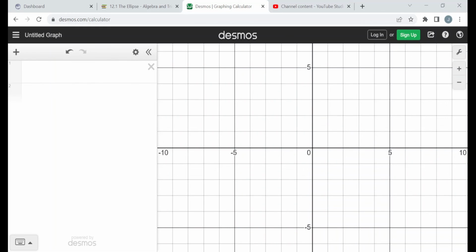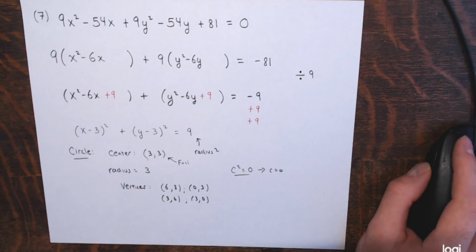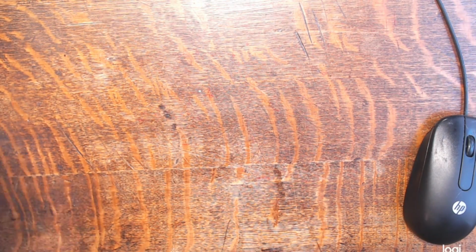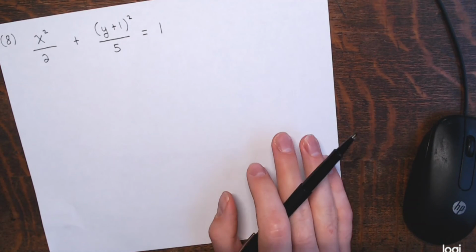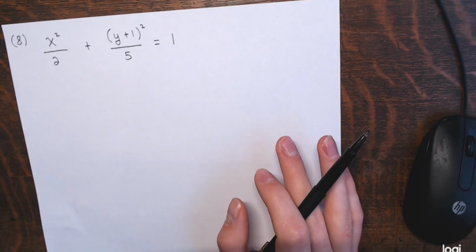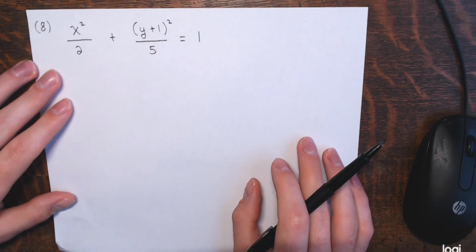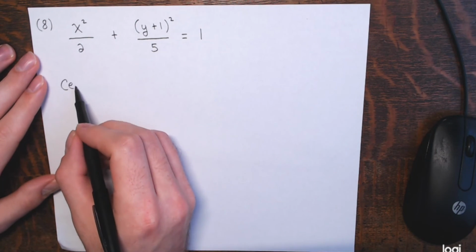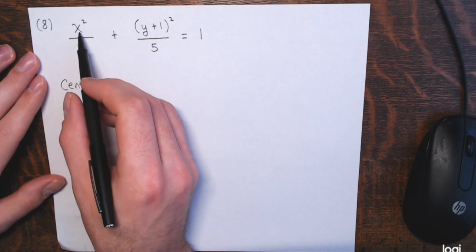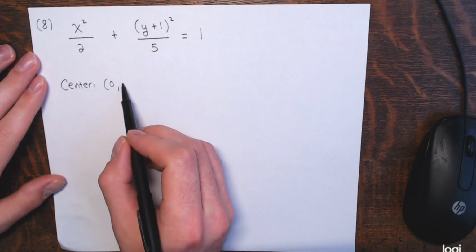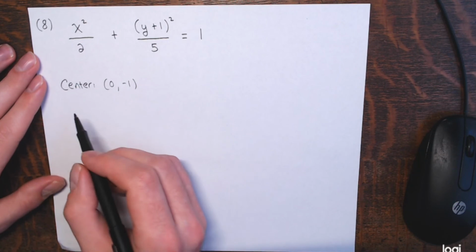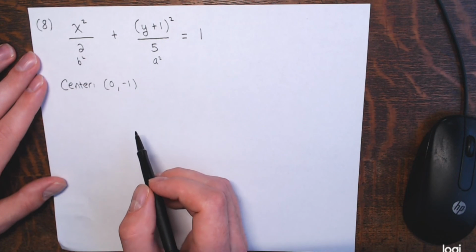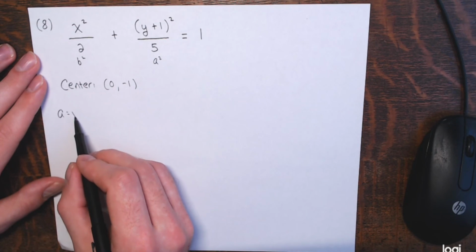Okay, 2 more. So one in standard form and one not in standard form again, and then we'll be done. Right, so again, very easy if it's in standard form like this. The center would be 0 for x, negative 1 for y. Then a squared is 5, b squared is 2. So a is the square root of 5.